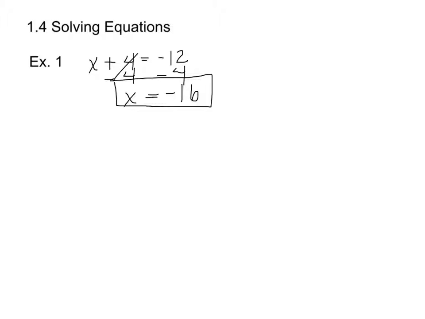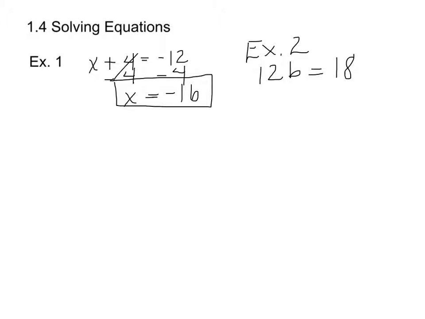And if you still need help, you can always let me know and I'll be more than willing to help you. But back to this example, we have now x equals negative 16. So now I want you to try this example. This will be example 2. 12b equals 18.